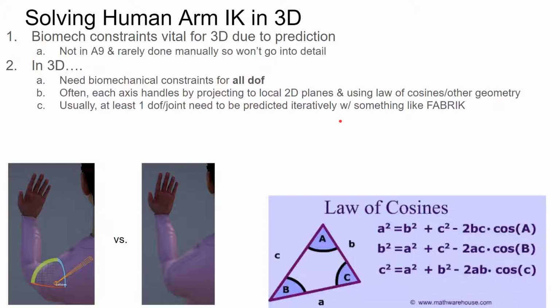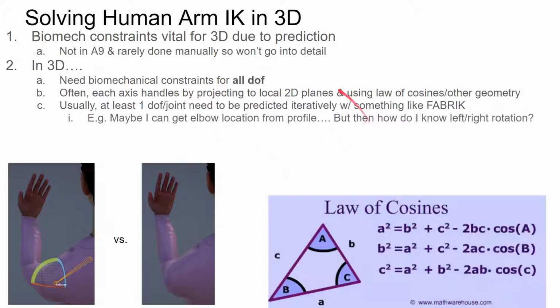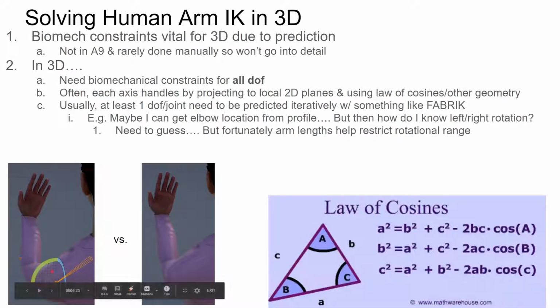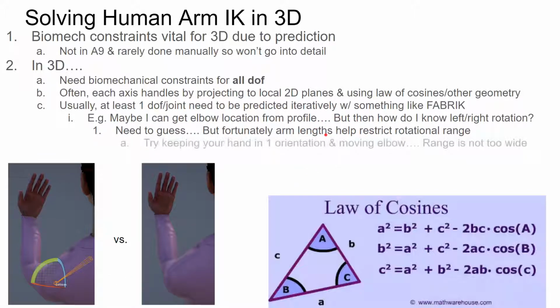And a lot of the time we do need to predict at least one of the joints. For example, I might be able to figure out the elbow location relative to one 2D plane, but look at this example where the hand is oriented the same way, but the elbow can actually have a difference in rotation here. And so I might just need to predict this and try to make it as continuous as I can. But what you'll find is that your arm length actually does help restrict this rotational range.